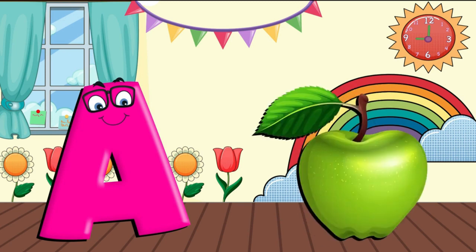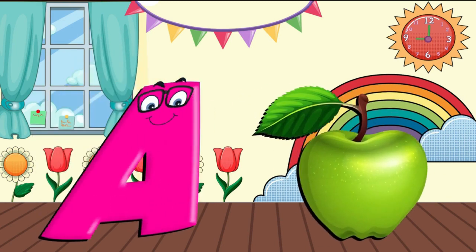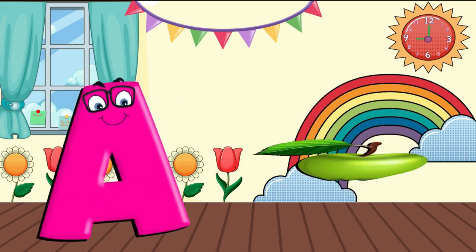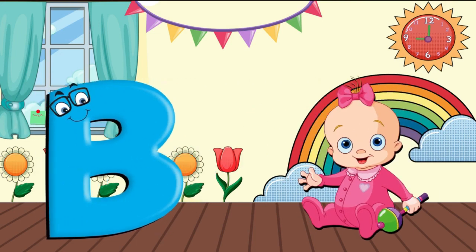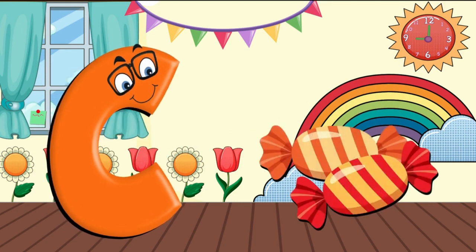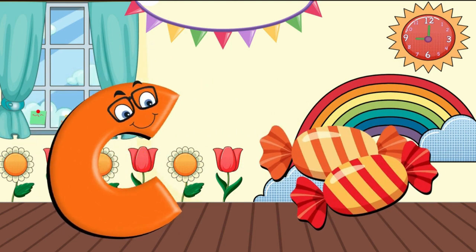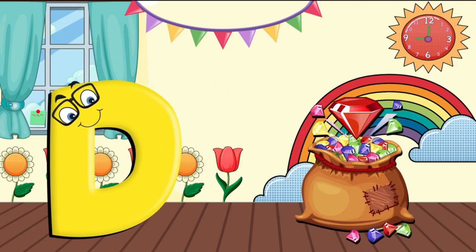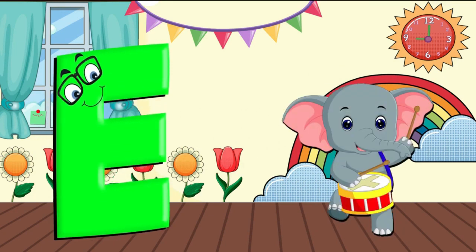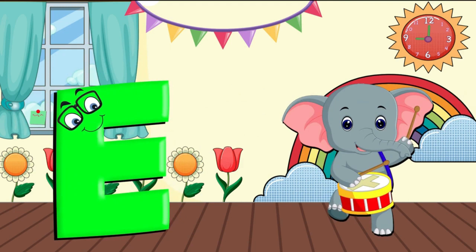A is for apple, apple. A, apple. B is for baby, baby. B, baby. C is for candy, candy. C, candy. D is for diamond, diamond. D, diamond. E is for elephant. E, elephant.